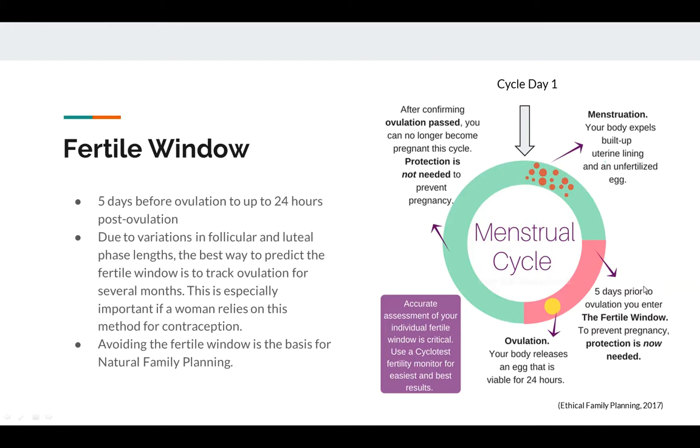This understanding of the fertile window is the basis of natural family planning or ethical family planning or the calendar method of preventing a pregnancy. These methods require an understanding of the woman's individual cycle, and there are some options for how to monitor that and to determine what the woman's individual cycle is. If a woman has unprotected sex during that fertile window with a virile partner, chances of pregnancy are approximately 10 to 30% for each individual cycle.